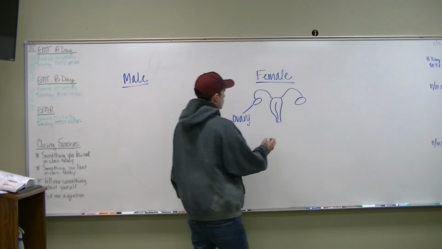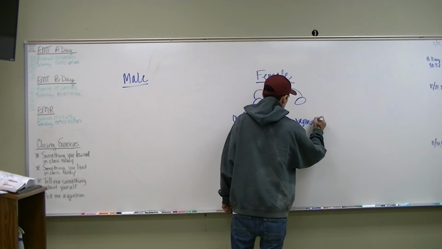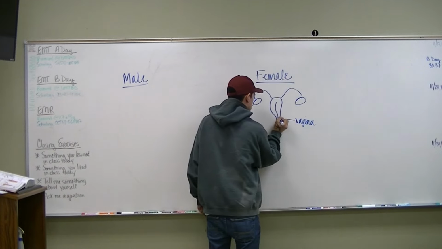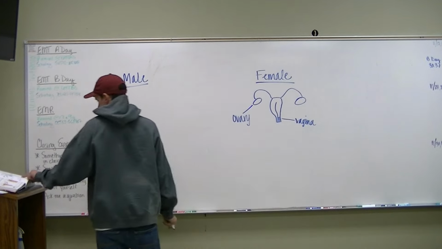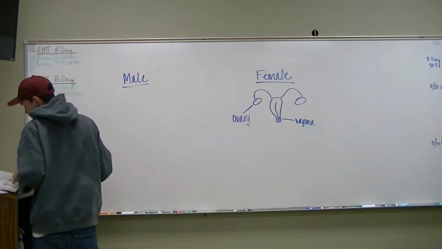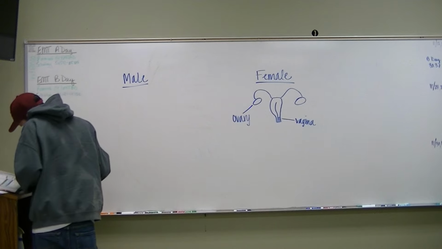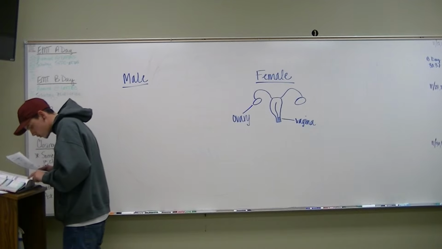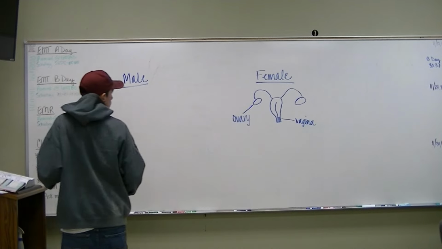So right here where the vagina is, it has these ridges on the inside. And those are called, what are those called? It took me a while to find it. It is called, if I find it. Rugae. Vaginal rugae.